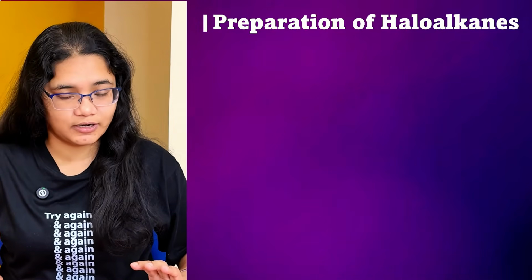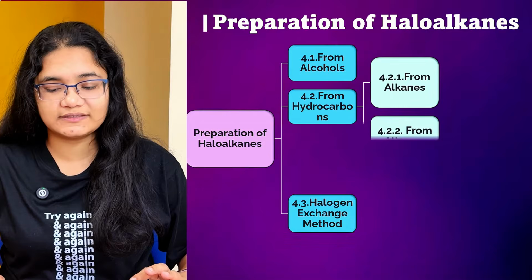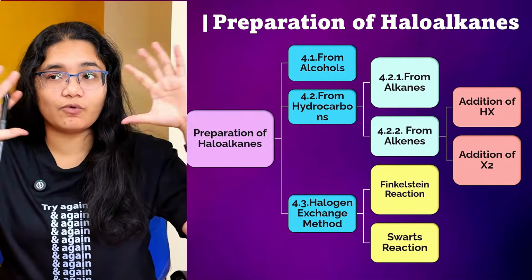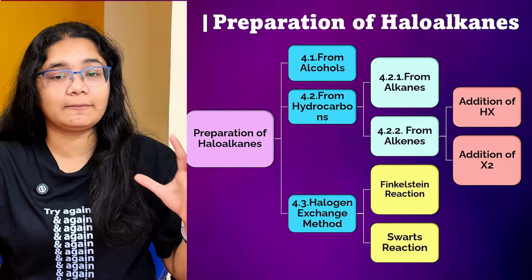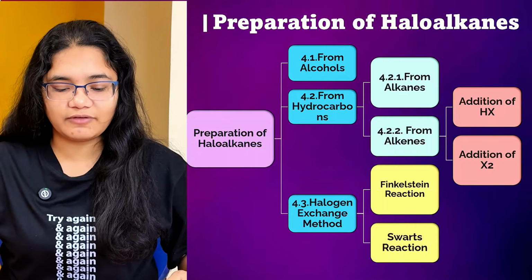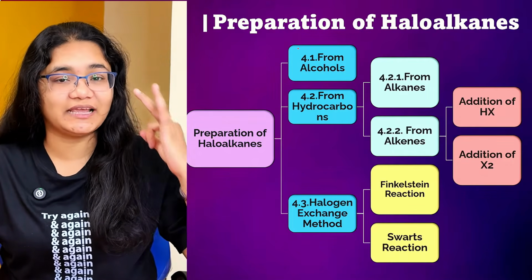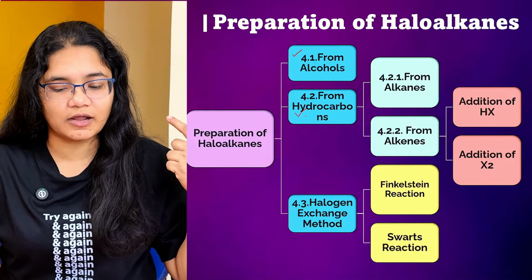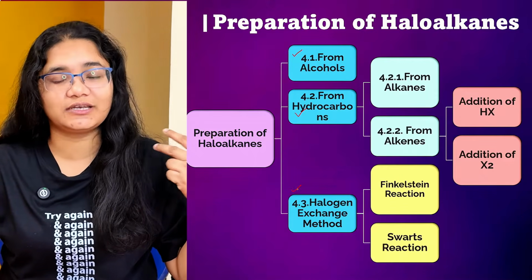Okay, this is very important and I want all of you to draw this schematic diagram and understand it, to have a clear picture of the different methods by which we can prepare haloalkanes. Okay, so let me explain this diagram. Preparation of haloalkanes we can do from three major sources. The first one is alcohols, the second one is hydrocarbons, and the third one is the halogen exchange method.